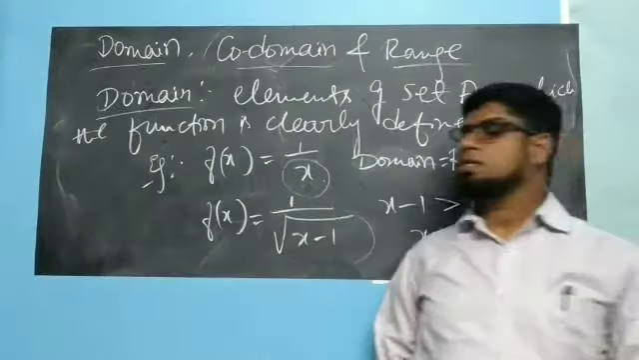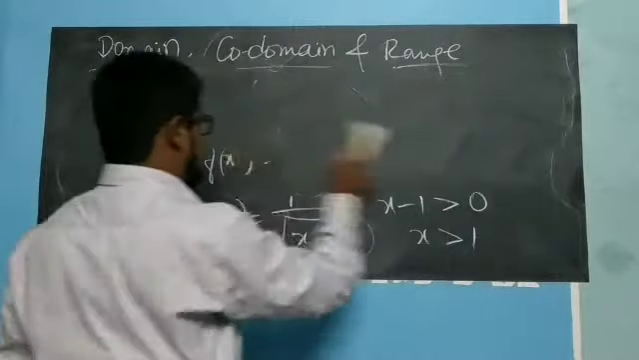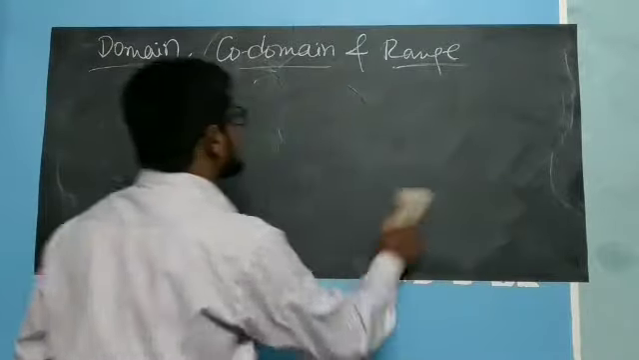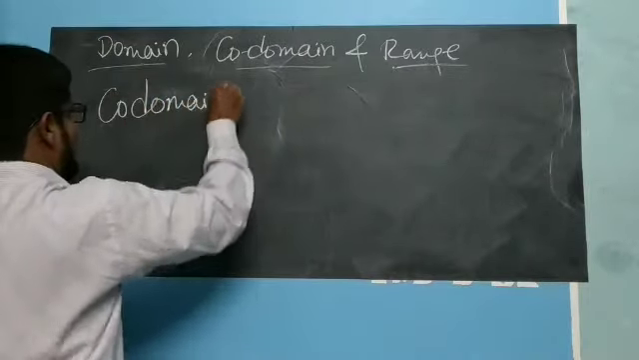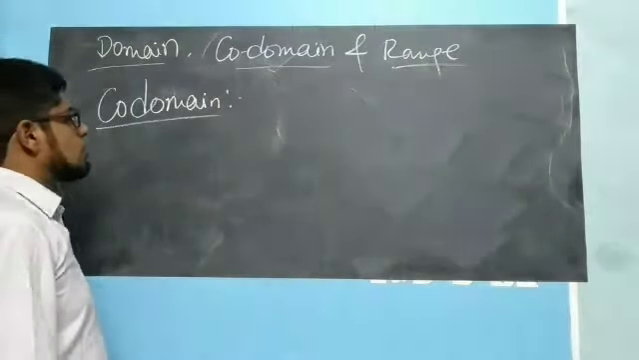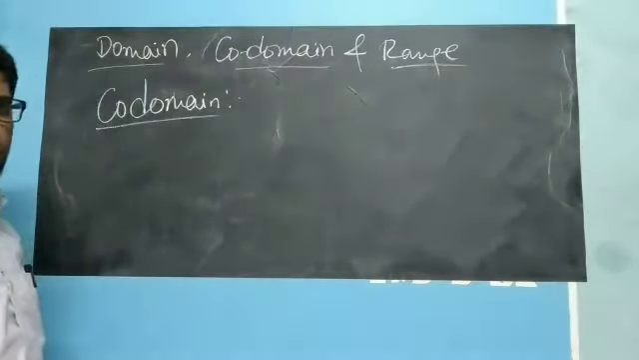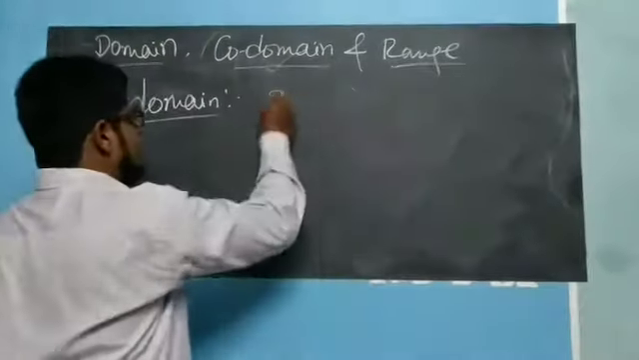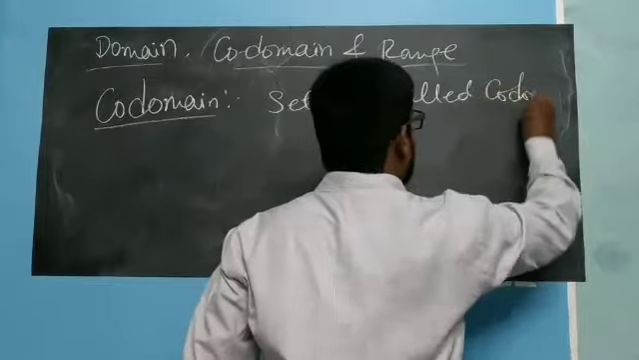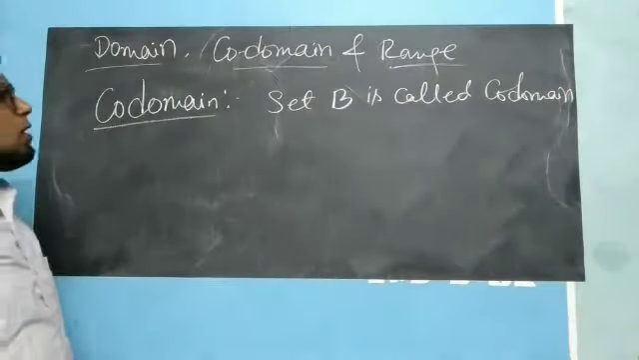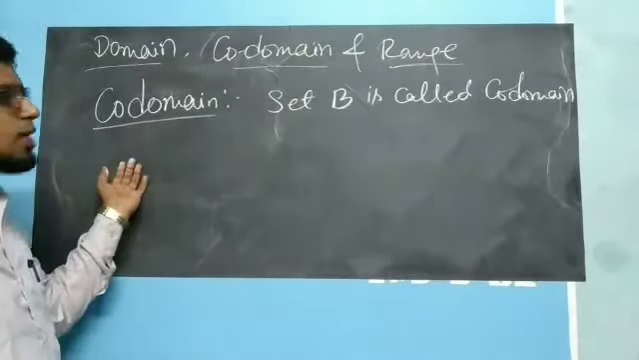Now, let us discuss codomain. The simple definition of codomain is all the elements of set B. All the elements of set B are called codomain, or the set B is called codomain, or we can say the second set is called the codomain set, because the first set is considered as the domain set.